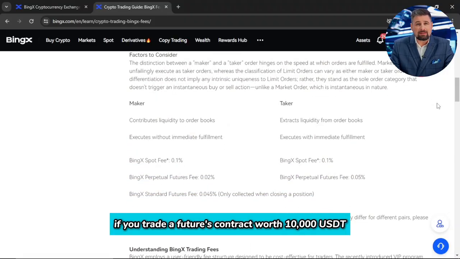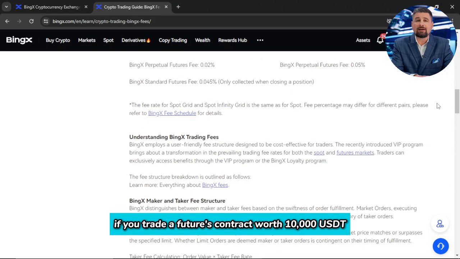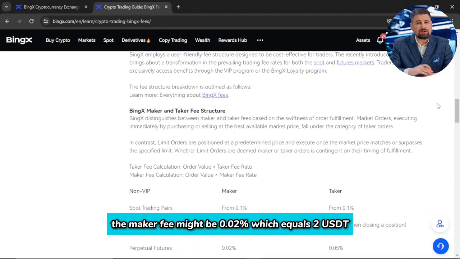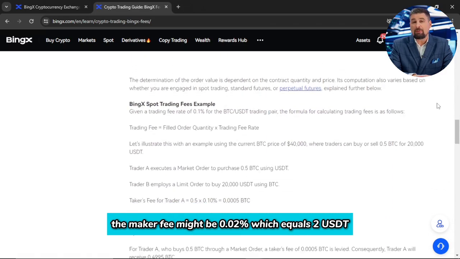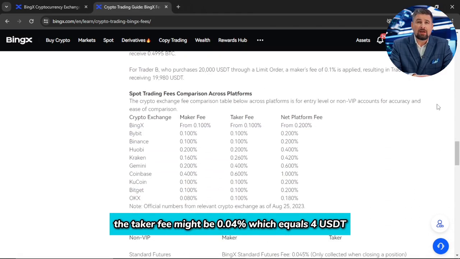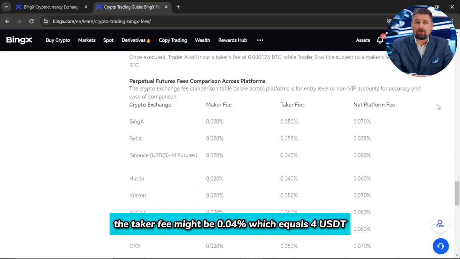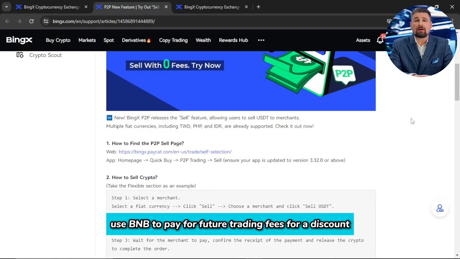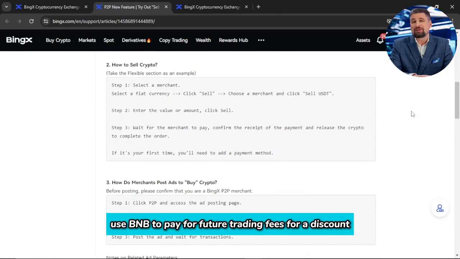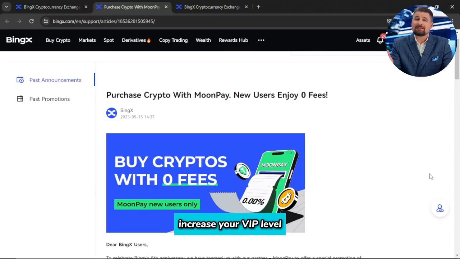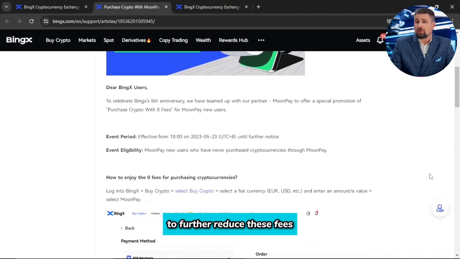If you trade a futures contract worth 10,000 USDT, the maker fee might be 0.02%, which equals 2 USDT. The taker fee might be 0.04%, which equals 4 USDT. Fee reductions. Use BNB to pay for futures trading fees for a discount. Increase your VIP level to further reduce these fees.